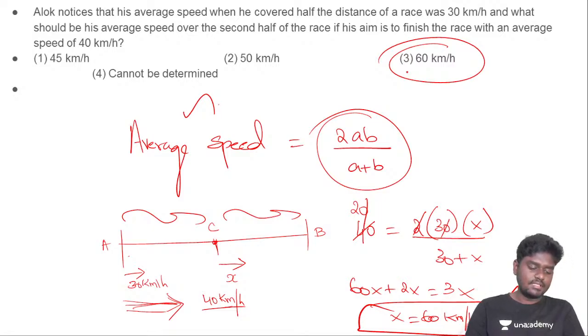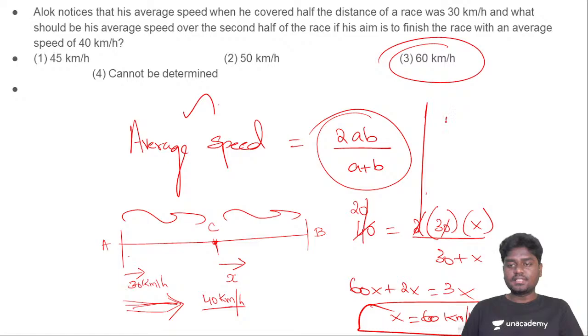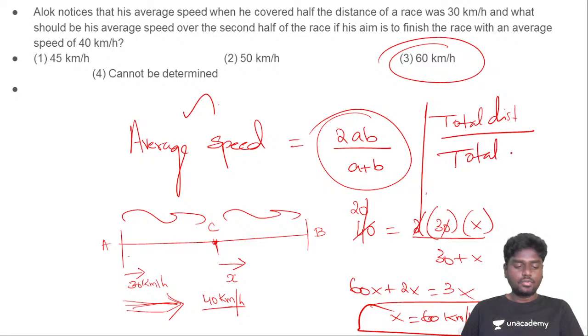If you are clear with this, just give me a thumbs up, guys. Very good, Rishabh. It is absolutely option C, 60 km per hour. Amit, the mistake you made here is, yes, definitely one more formula for average speed is total distance divided by total time taken. But we are completely unaware of the time, how much it has taken.